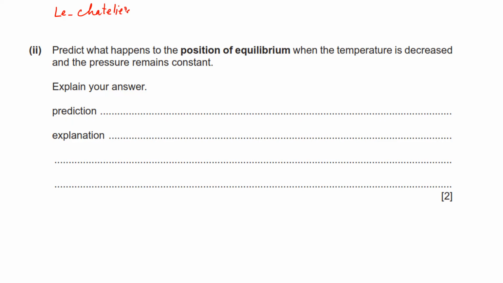Le Chatelier's principle. Okay, you have to remember this. So our equation was carbon in solid form, then we have H2O in gaseous form, we have forward and backward reaction, we have carbon monoxide in gaseous form, and we have hydrogen gas that is produced. So this one was our system.